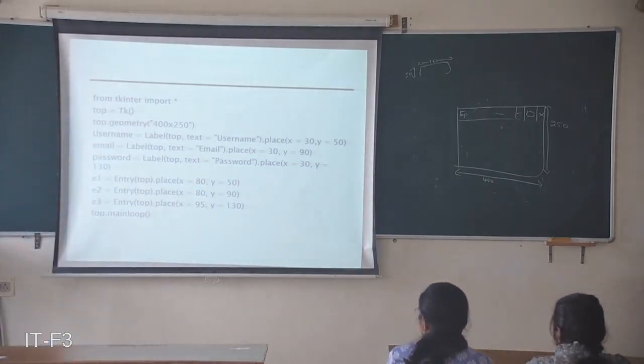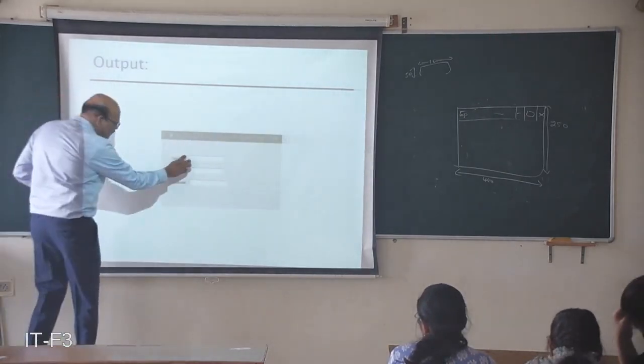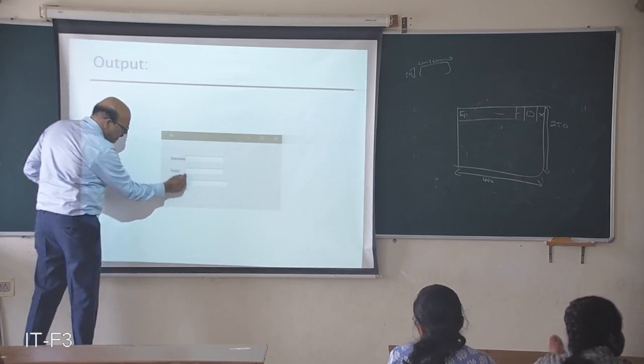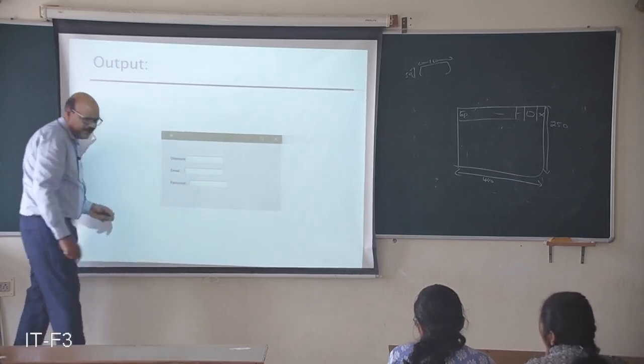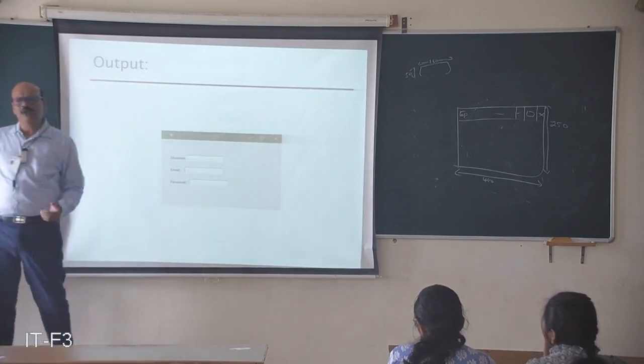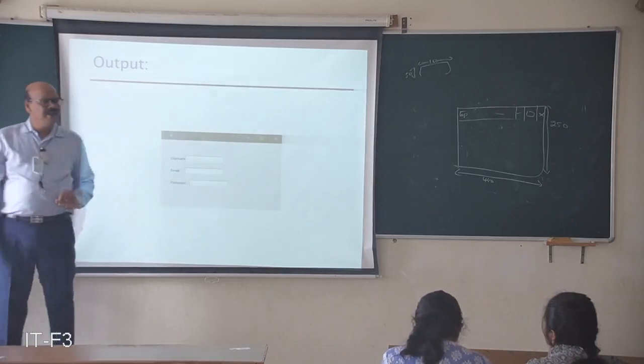Now the effect, if you see, because we have started these two at 80, now they are in alignment. Whereas this one we have started at 95, so this is the extra space. Just to show, if you use 80, this entry also starts from the same column.